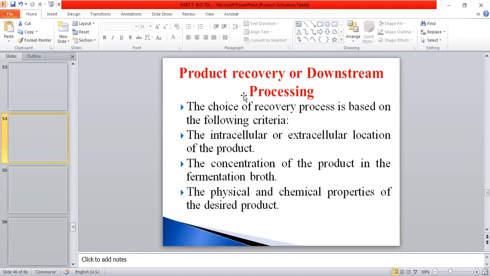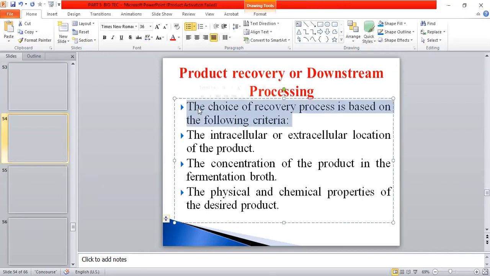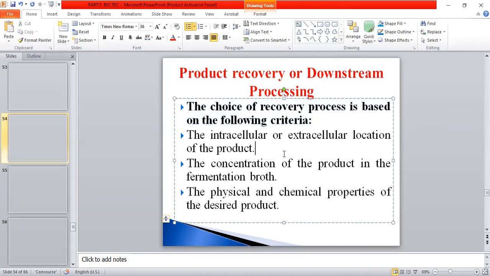And next we'll pass on to product recovery in the downstream process. The choice of recovery process is based on the following criteria, so that you will get the product very clearly. First of all, the intracellular or extracellular location of the product is very, very important. The concentration of the product in the fermentation broth is also very, very important. And the physical and chemical properties of the desired product.